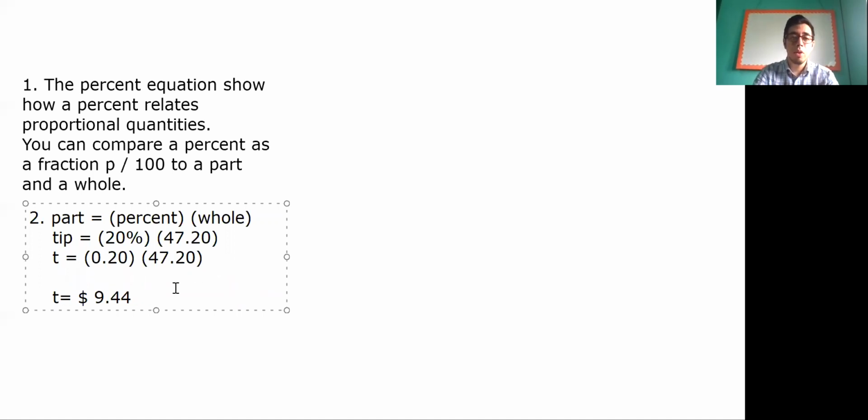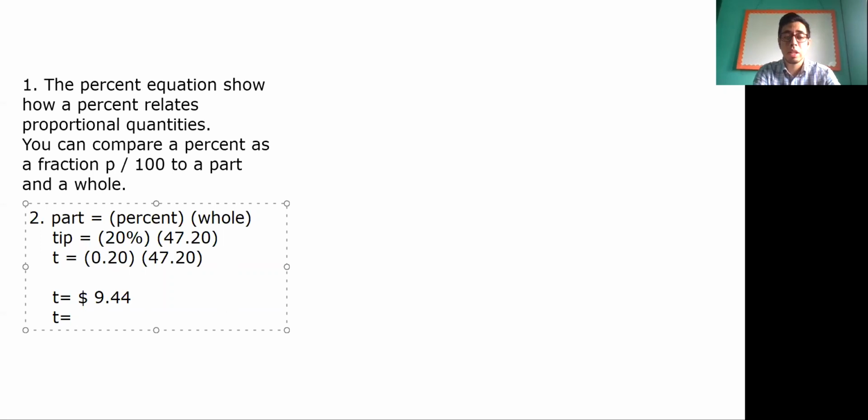Is this more or less than the money he usually receives? Okay, the tip he usually receives is $9.44, but this time he received $11. So the $11 he received now is more than the quantity he usually receives. Is the tip amount what the waiter typically receives? No, it's not what he typically receives.